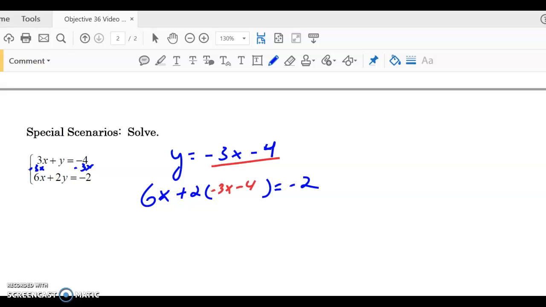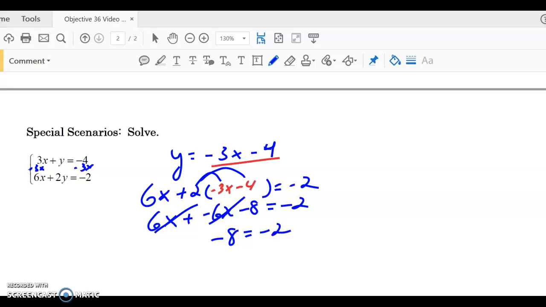And now I'm back to distributing. So I have 6x plus negative 6x, because remember you're distributing, minus 8, that's 2 times negative 4, equals negative 2. I combine like terms. The 6x's are going to drop off. I'm going to get negative 8 equals negative 2. I could add the 8 to both sides if I want, but then I'm going to get 0 equals 6. Does 0 equal 6? That doesn't make any sense. So in this scenario, something's wrong.